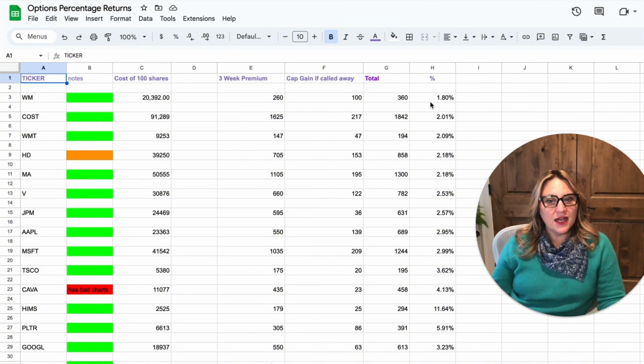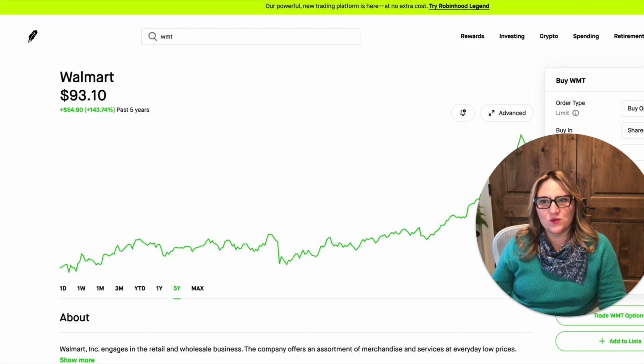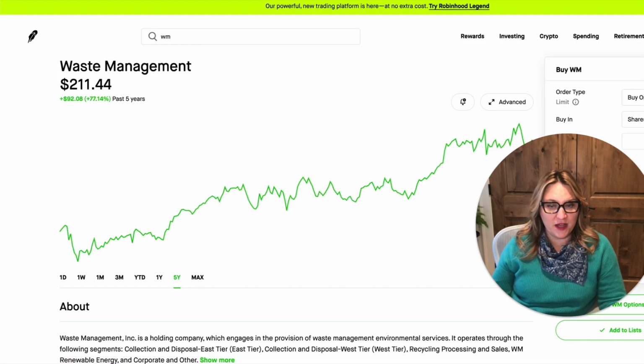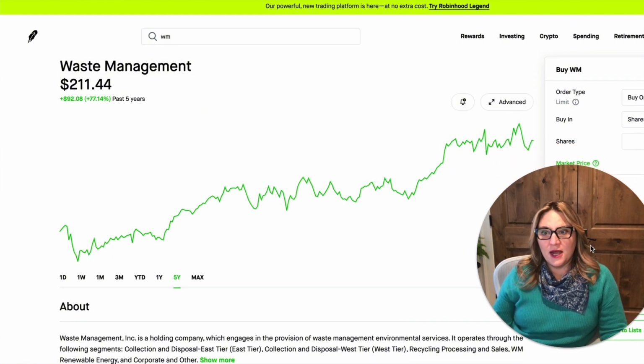So stocks that have a lower rate of return, you'll notice, usually pay a dividend. And they are companies that have been around a really, really long time, and they have solid names. So let's just start off the top here. This is WM, Waste Management. This is its 5-year chart, okay? Looks pretty fantastic. It is up 77% in 5 years.